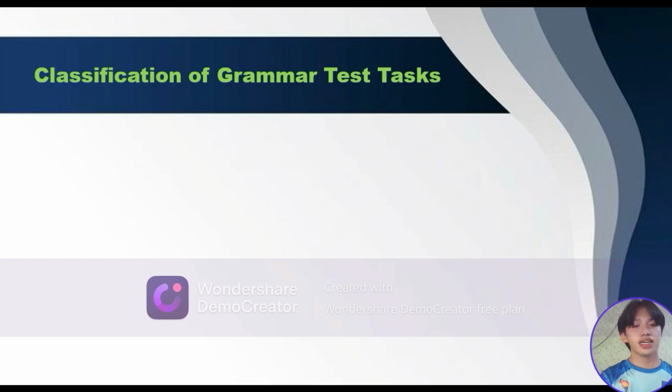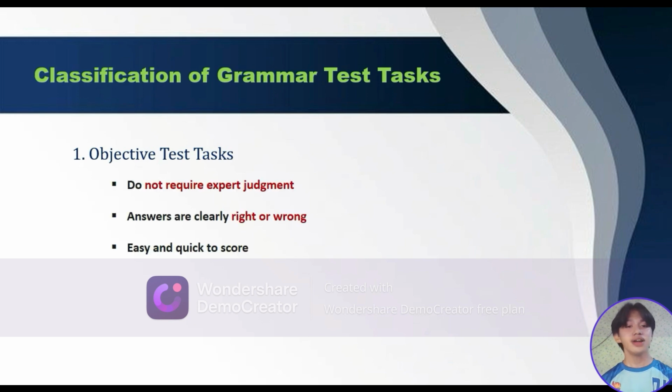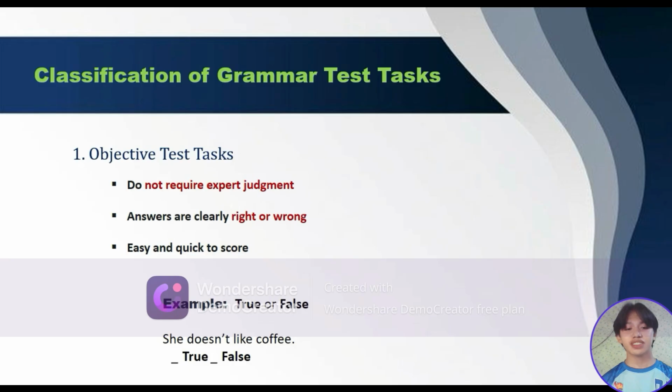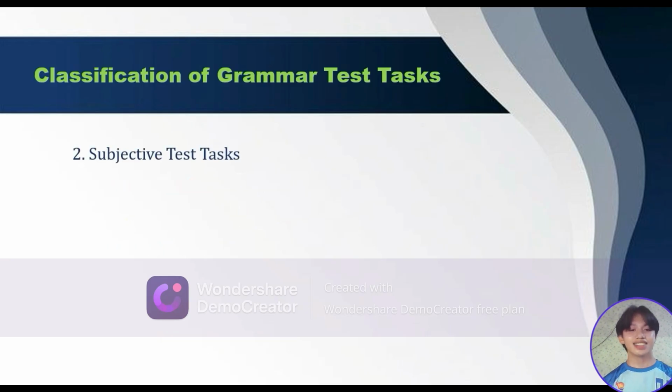The first one is, of course, the objective task. Objective tasks are those that do not require expert judgment in scoring. The answers are clearly right or wrong, making this task easy and quick to check. Because of the reliability, objective tasks are commonly used in quizzes and examinations. An example of an objective task is a true or false question, such as: she doesn't like coffee. True or false.